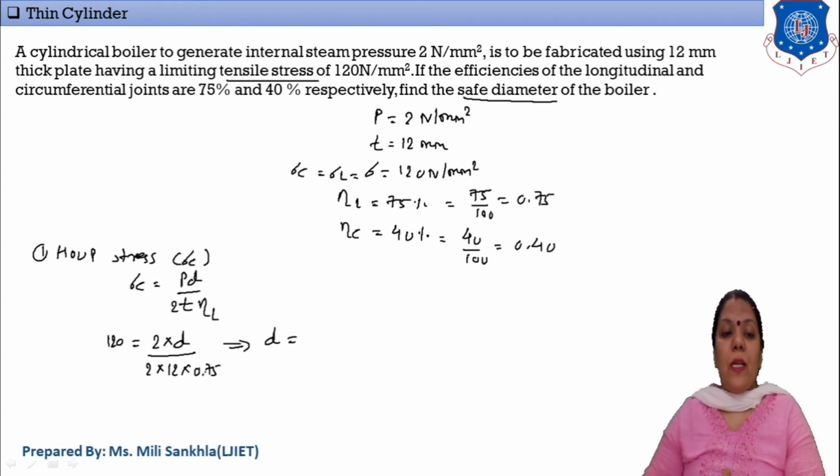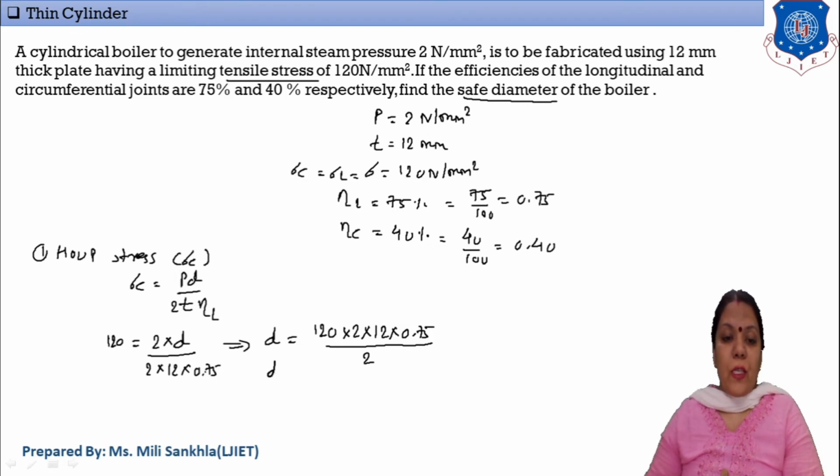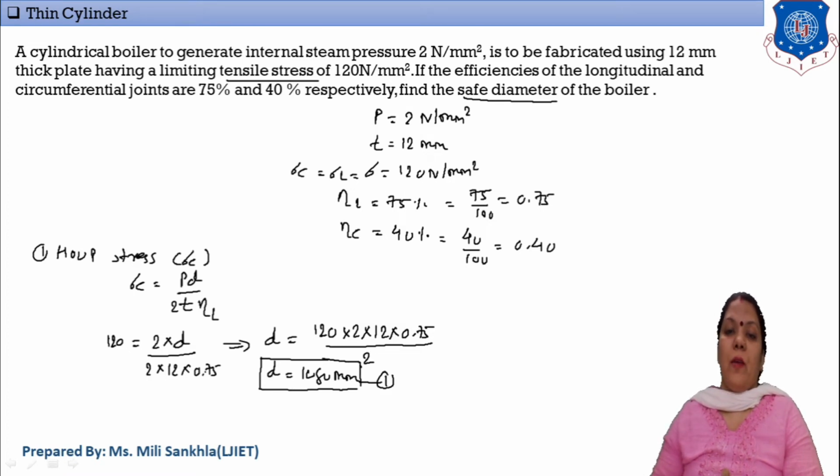D, cross multiply simply: 120 into 2 into 12 into 0.75 divide by this 2, and my answer of this diameter D is equal to 1080 mm. Okay, this is my first diameter because of hoop stress. Now we find out the second diameter.